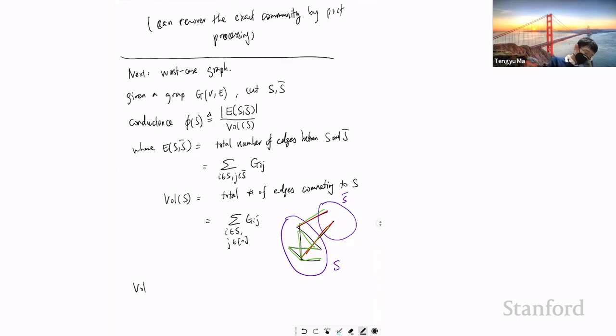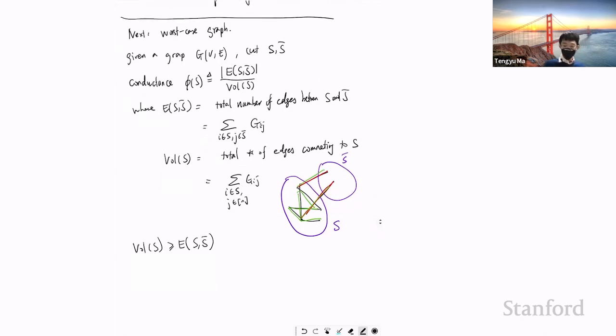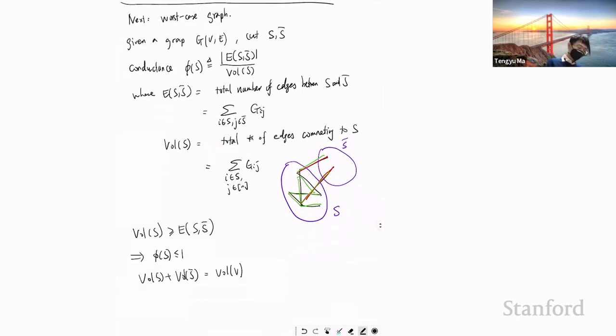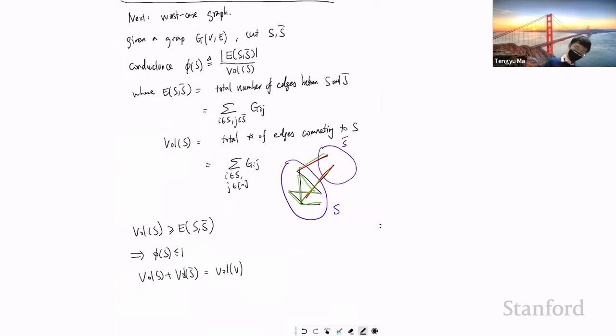Before that, let me just get some basic information. The volume of S is bigger than the number of edges between S and S bar. That's trivial. So this means that the conductance is always less than 1, and you are trying to make the conductance as small as possible. Another thing is that the volume of S plus the volume of S bar equals the volume of V. This is the total number of edges.